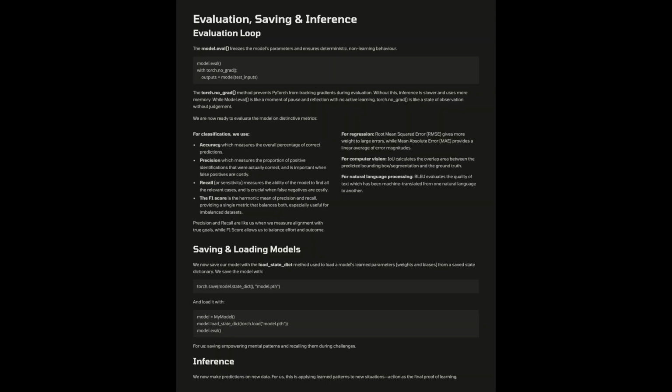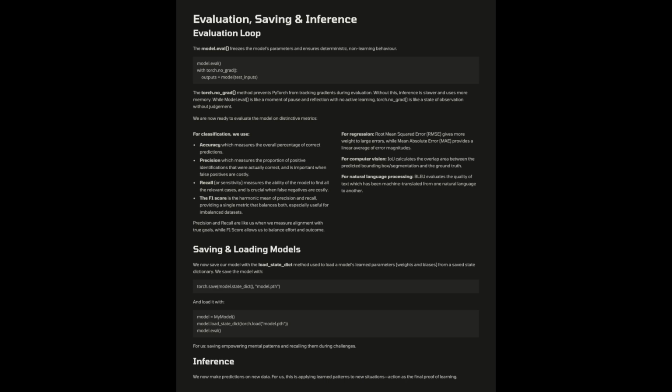The model.eval freezes the model's parameters and ensures deterministic, non-learning behavior. The torch.no_grad method prevents PyTorch from tracking gradients during evaluation. Without this, inference is slower and uses more memory. While model.eval is like a moment of pause and reflection with no active learning, torch.no_grad is like a state of observation without judgment. We are now ready to evaluate the model on distinctive metrics.